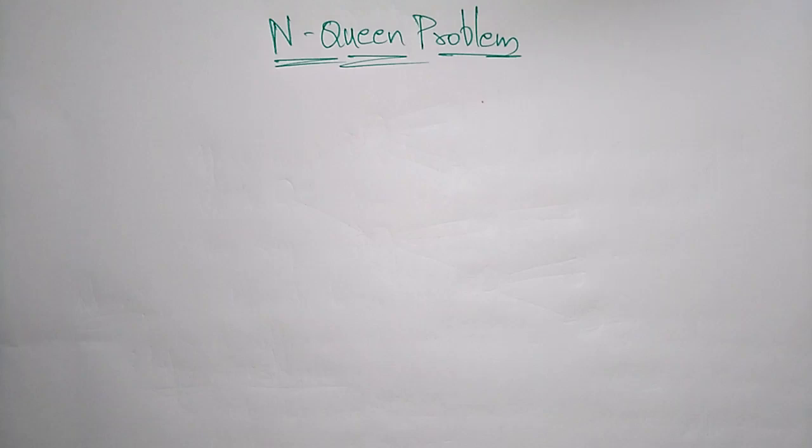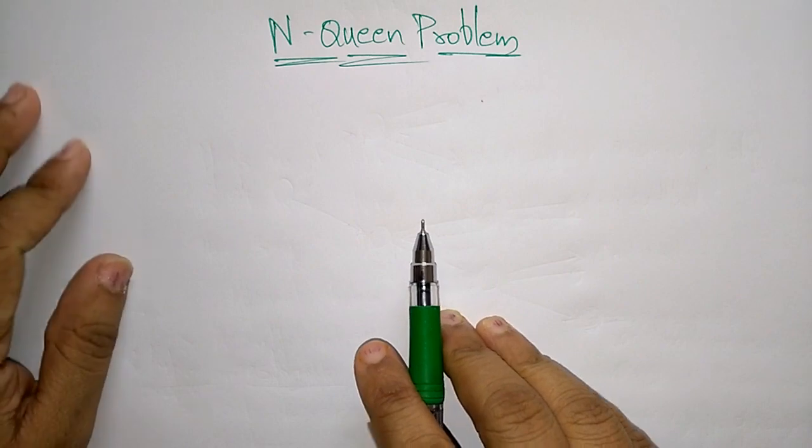Hi students, coming to the next topic, that is the n-queen problem. This is an application of the backtracking method. Now let us see how to solve this n-queen problem by using the backtracking technique. Before going to the n-queen problem, you have to note the rules for solving it.